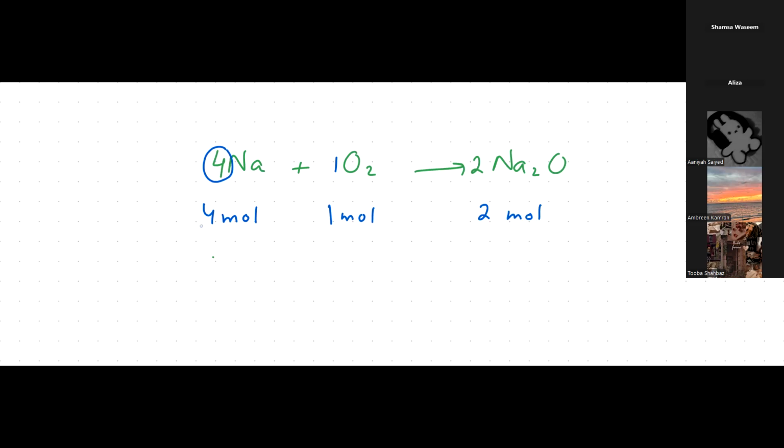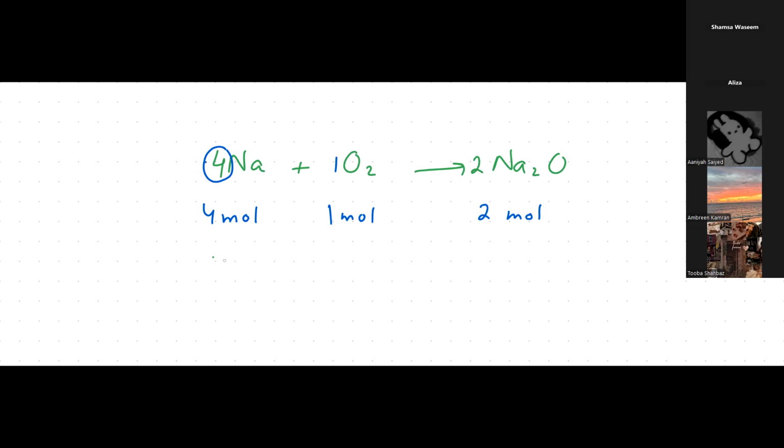Anya, Aliza, Amreen, can you repeat? Sure. Look, this is a coefficient, right? So what is a coefficient? It represents the number of moles. We can say that 4 moles of sodium react with 1 mole of oxygen to give us 2 moles of sodium oxide. Okay?